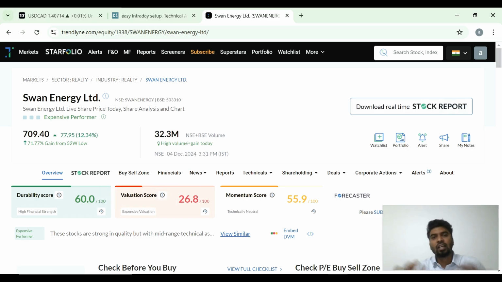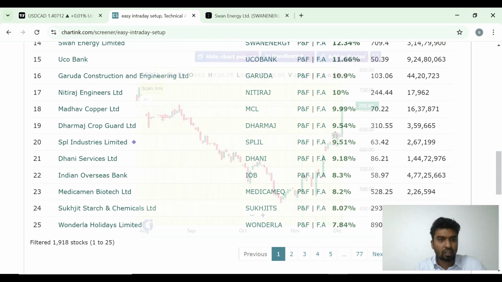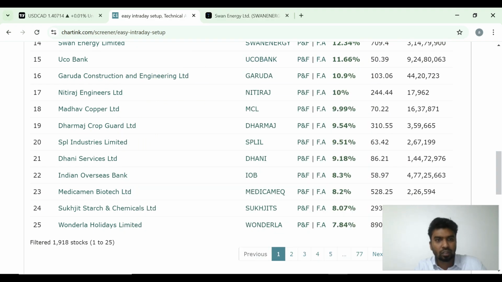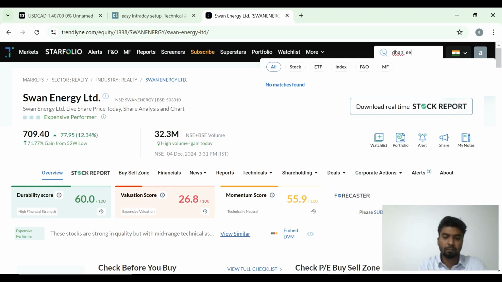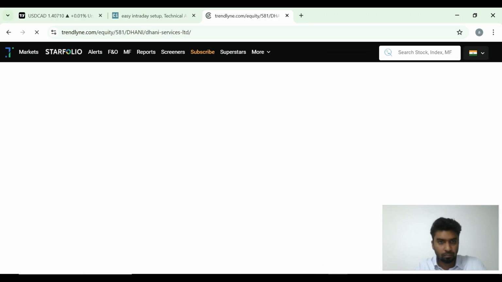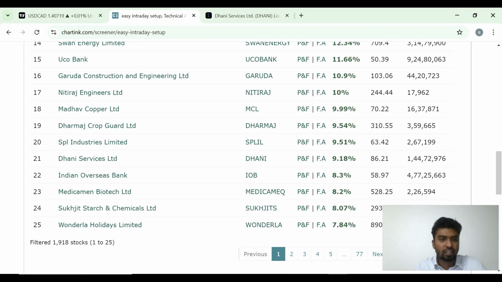If the momentum and durability scores are good, I will consider the stock. Here the momentum score is almost above 50%, that's why I'm considering this stock. Then I will check another stock, Dhani Services, which has performed 9.18 percent today. See, Dhani Services has a momentum score of 76.6 and can be considered today. So that one is the second one.